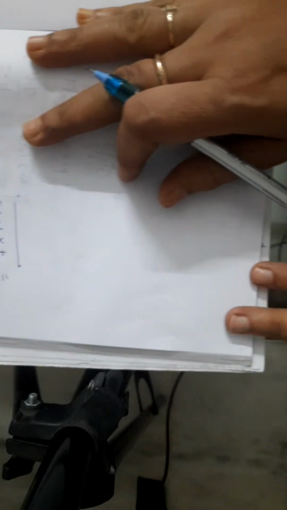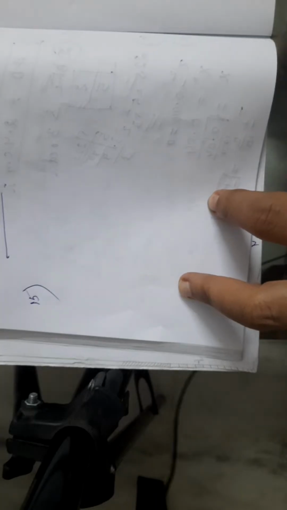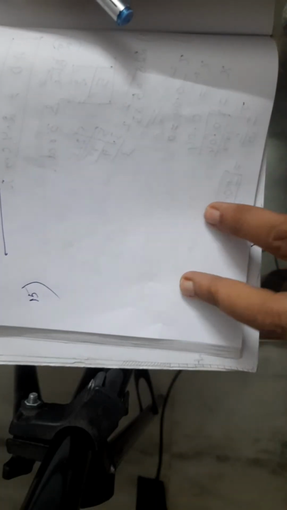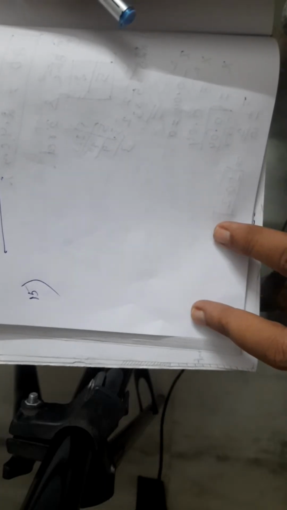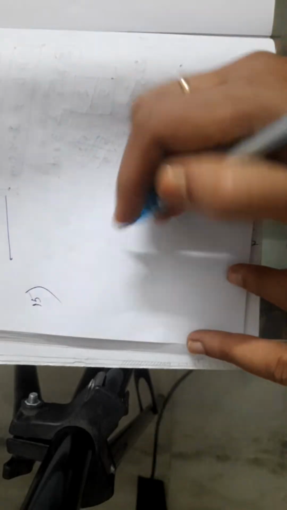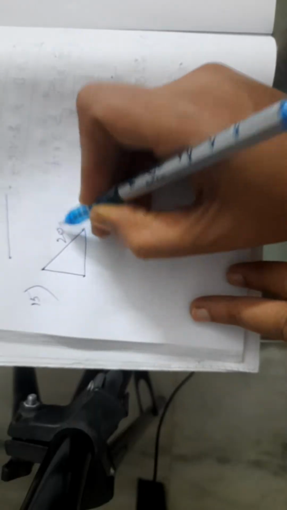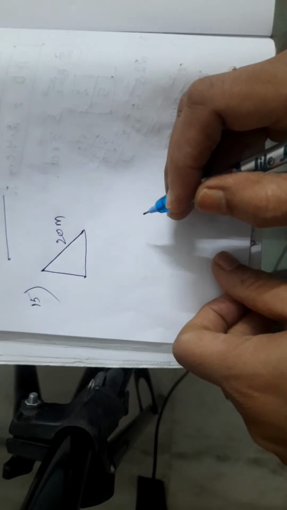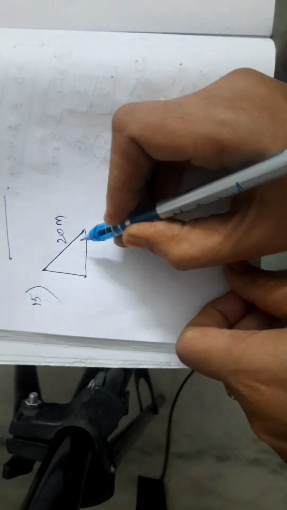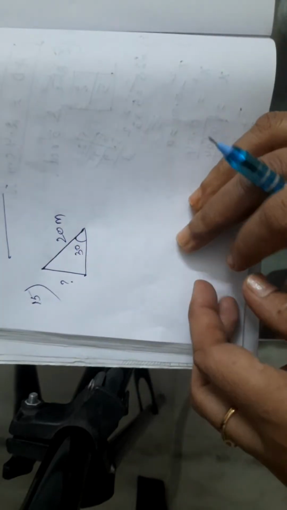Now the next question is given. A circus artist is climbing a 20-meter long rope which is tightly stretched and tied from the top of a vertical pole. So this is the textbook question only. This is the rope which he is climbing, and it is tied and stretched at an angle of 30 degrees to the ground. We need to find what is the height of the pole.